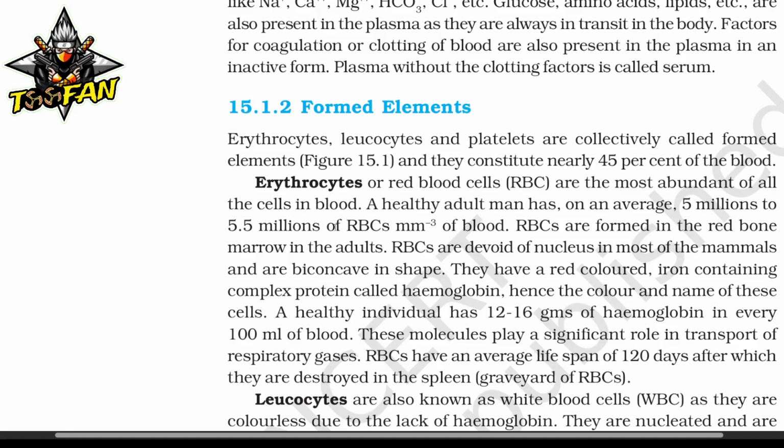They have a red colored, iron containing complex protein called hemoglobin, hence the color and the name of these cells. A healthy individual has 12 to 16 gram of hemoglobin in every 100 ml of blood. These molecules play a significant role in transport of respiratory gases. RBCs have an average lifespan of 120 days, after which they are destroyed in the spleen, the graveyard of RBC.